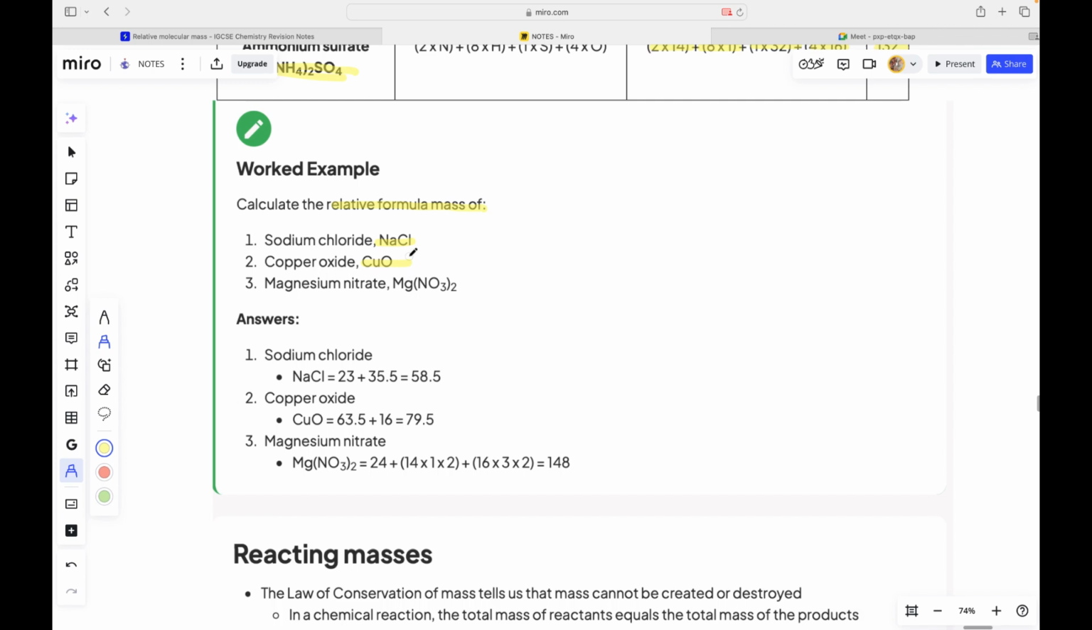Copper 2 oxide, magnesium nitrate. Okay, same thing. Sodium chloride, sodium is 1, so the atomic number is 20, the relative atomic mass is 23. Chlorine is 35.5. So you add them together, and there's only 1 atom of chlorine. So you're not going to multiply. You just say 23 plus 35.5, you get 58.5. Copper 2 oxide or copper oxide, for copper oxide, copper is 63.5 times 1. So no need to say times 1, because it will be the same thing. Plus oxygen is 60, you just add 60, you get 79.5.